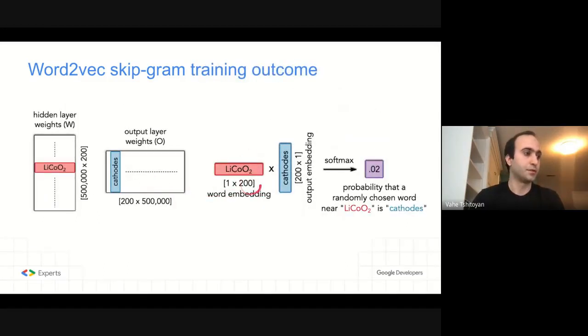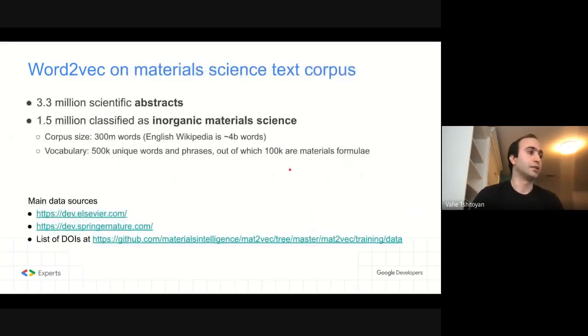So what happens here, if you take a word embedding and multiply it by this output matrix and run it through a softmax, you get a probability that a randomly chosen word near lithium cobalt oxide is the word cathodes. So usually when people train word2vec, they throw away this output layer and just keep the word embeddings, and then the word embeddings are used in subsequent tasks. So we are not going to do that. I want you to keep this in mind for now.